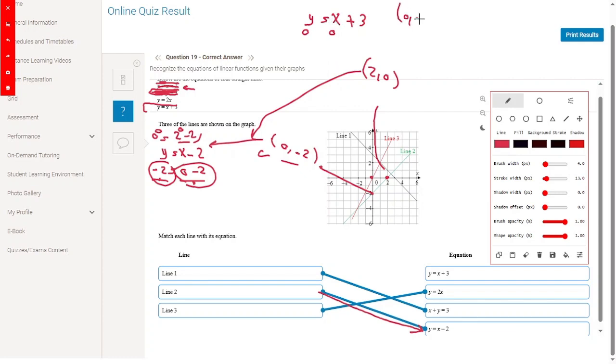We have 0 and 0. Let's substitute x with 0. So the y will be 3, but here y is 0. So this will not be the right answer. So the equation will be y equal to 2x. So line 3 will be y equal to 2x. Okay?